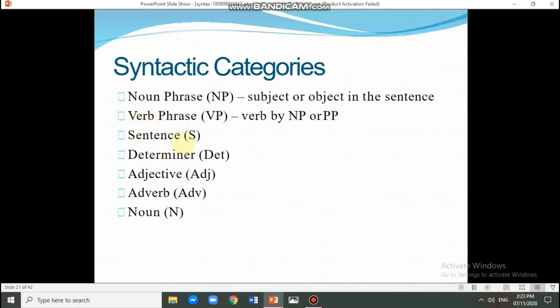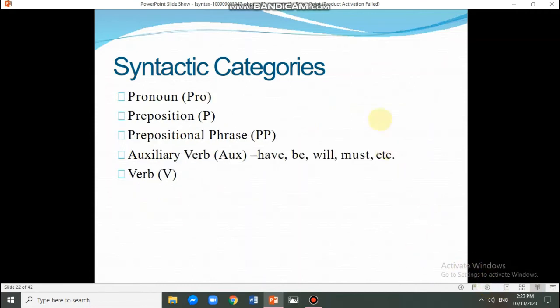We have the determiner, adjective, adverb, and noun. I guess you are so familiar with this, since you have been meeting this since elementary years. However, I am just showing you how, in science terms, we are going to dissect the sentence to its most basic parts. So another, we have pronoun, preposition, prepositional phrase, auxiliary verb, and the verb itself.